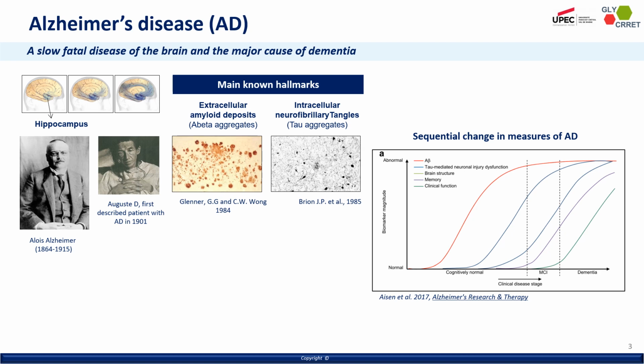and intracellular neurofibrillary tangles. When we look at the sequential change in measures of Alzheimer's disease, we see here in the red line the A-beta and the amyloidogenesis. Over time, this disease progresses, and we see here in the blue line the tau protein and the tauopathy. For this presentation, I would like to focus more on the tauopathy.